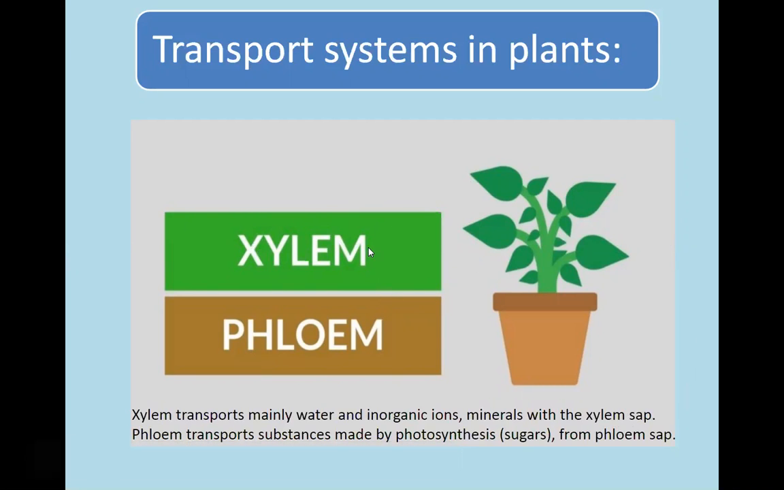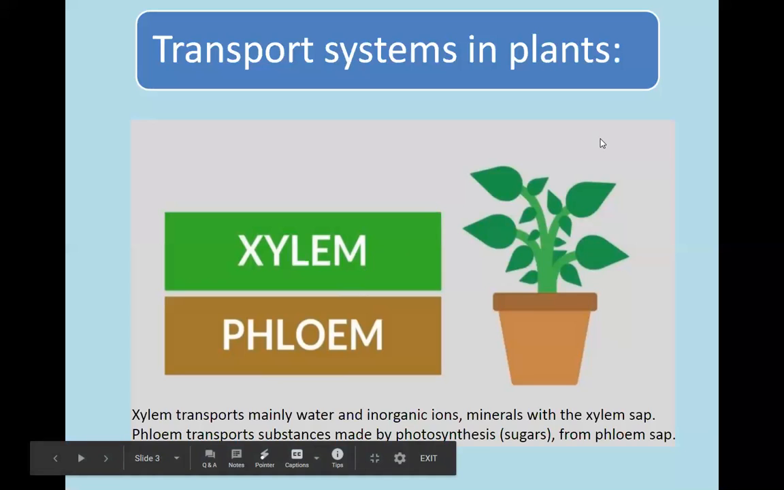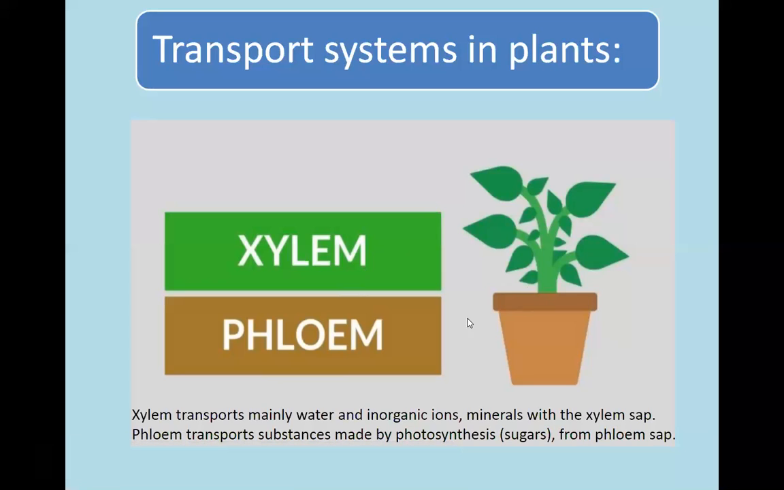The movement of the water and inorganic ions, or minerals, in the xylem vessel is done from the ground up to the leaf. Then we have the second type of the transport system, which is the phloem. Phloem transports organic molecules such as sugars, which are a product of photosynthesis, through phloem sap. Phloem sap is a liquid in which circulate the organic molecules and also water, and these circulate from different parts of the plant.